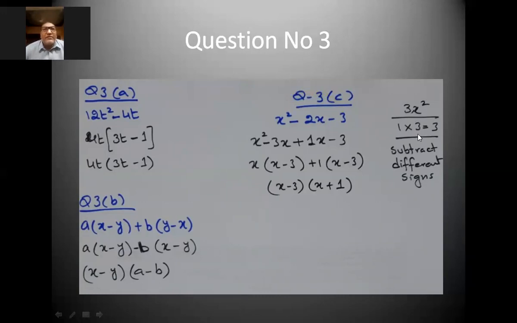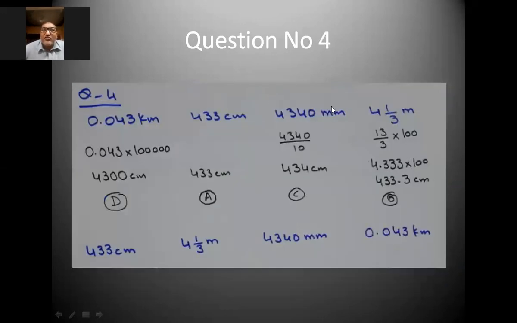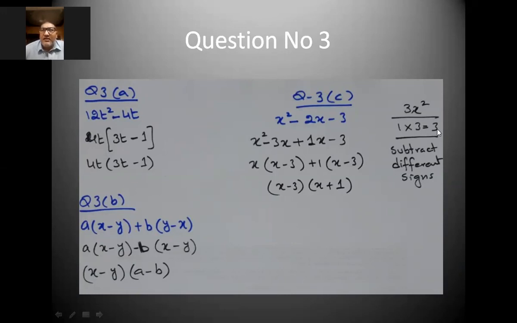Okay, so I will write the factors of 3, and you see there is only one factor, and 1 multiplied by 3 gives 3. With the third term, I have a negative sign, so I will write here subtract. This is my rough work. And whenever I write subtract here, I have to choose different signs. So by subtraction I want minus 2. From 1 and 3, I have to get minus 2. So with the 3, I will put negative, and with the 1, I will put positive.